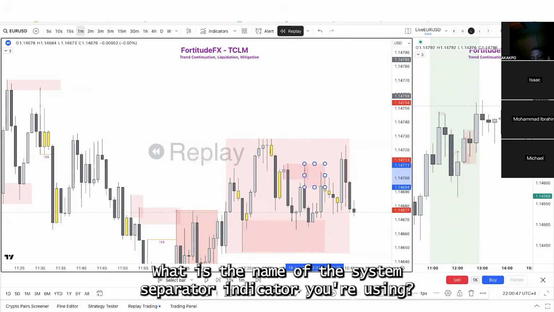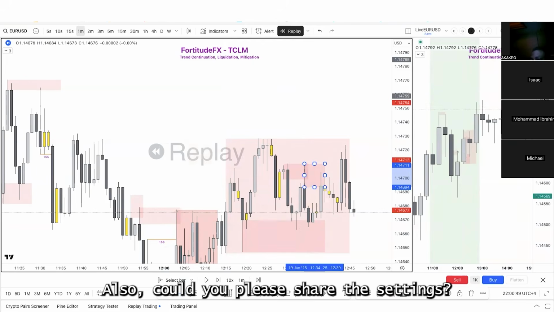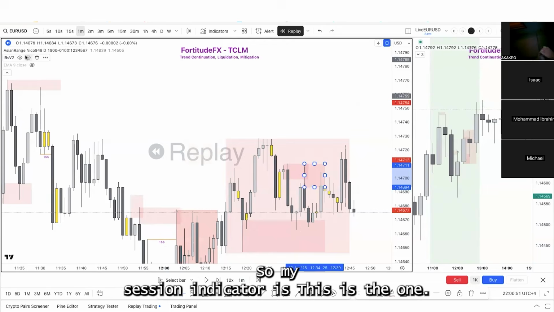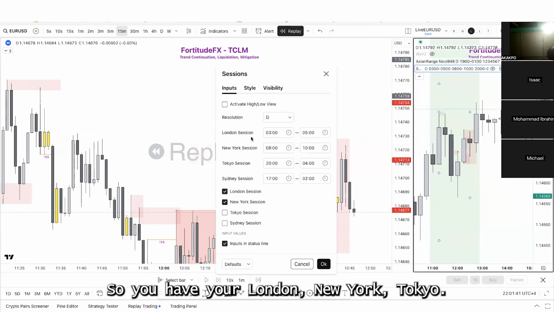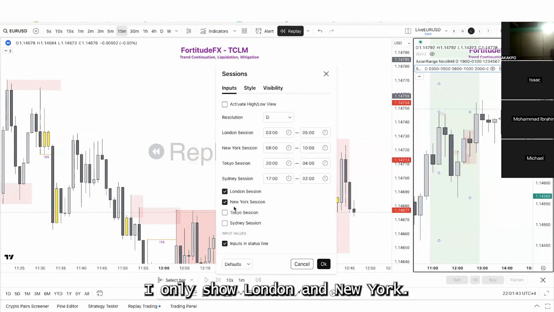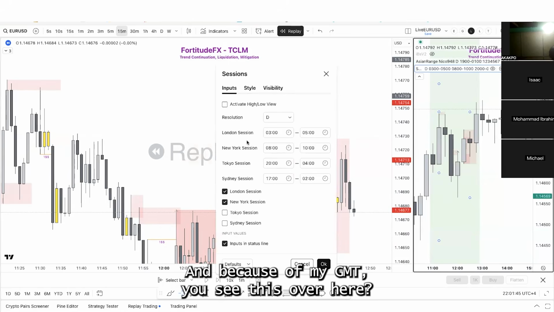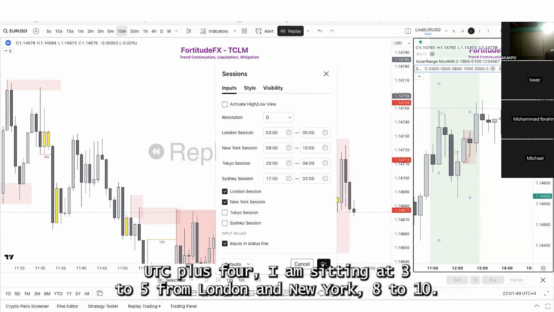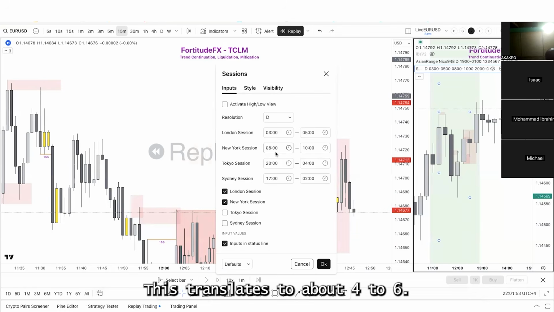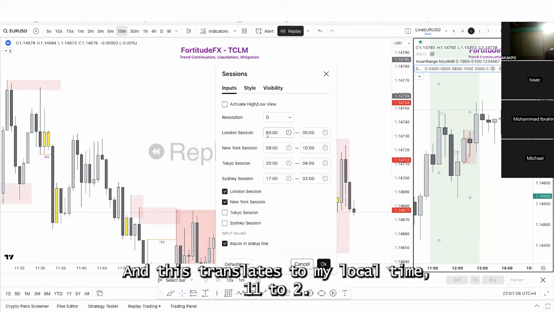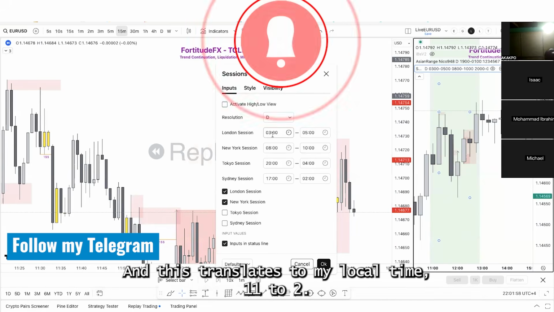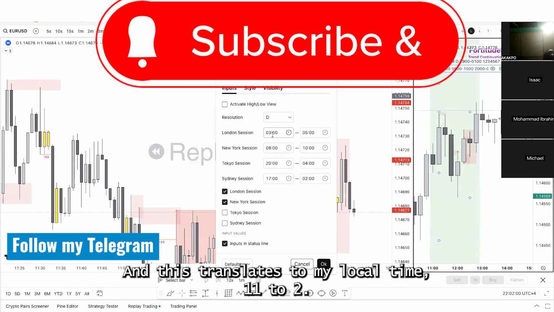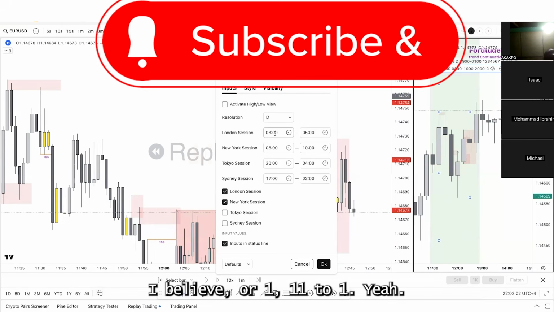What is the name of the session separator indicator you're using? Also, could you please share the settings? So my session indicator is this one. You have your London, New York, Tokyo. I only show London and New York. Because of my GMT, you see this over here, UTC +4. I am sitting at 3 to 5 for London and New York 8 to 10. This translates to about 4 to 6, and to my local time 11 to 2, I believe, or 11 to 1. Yeah.